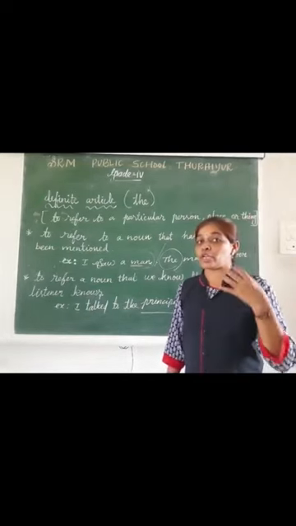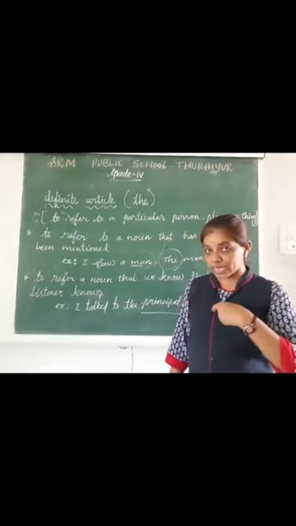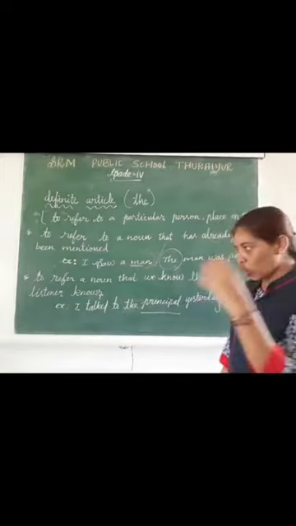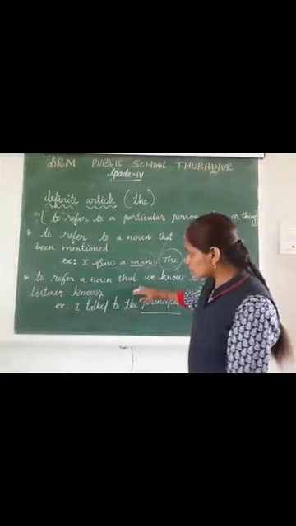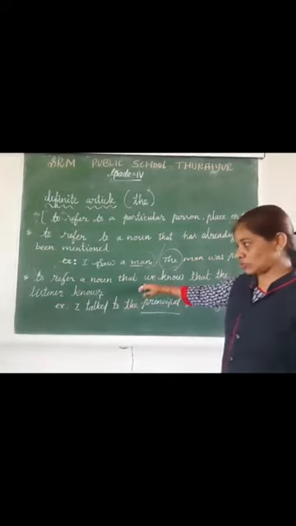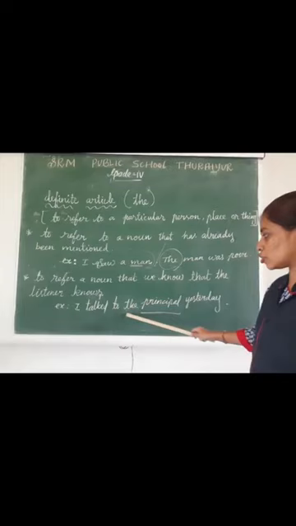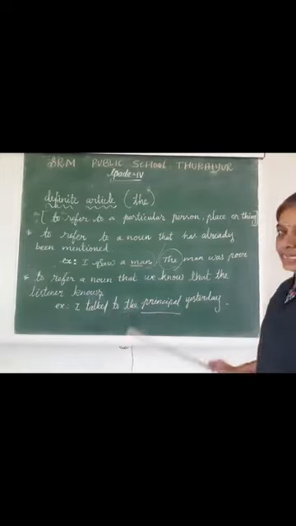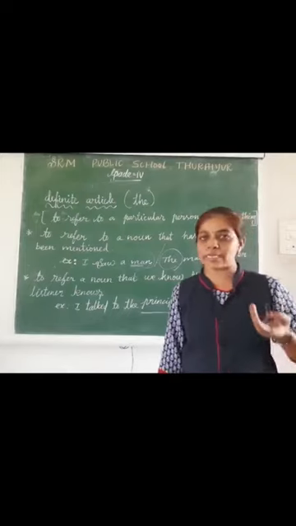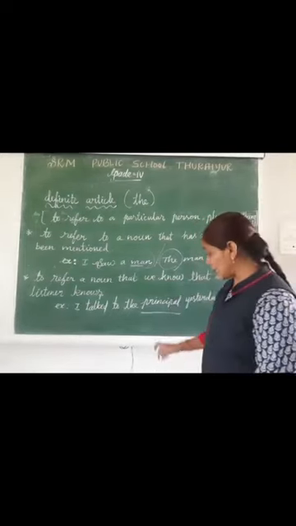We use this when the thing is known by both the speaker and the listener. We will go through this rule with an example. I will explain it now. Look at the example. I talked to the principal yesterday. Now I am informing you, I talked to the principal yesterday. Here, principal.